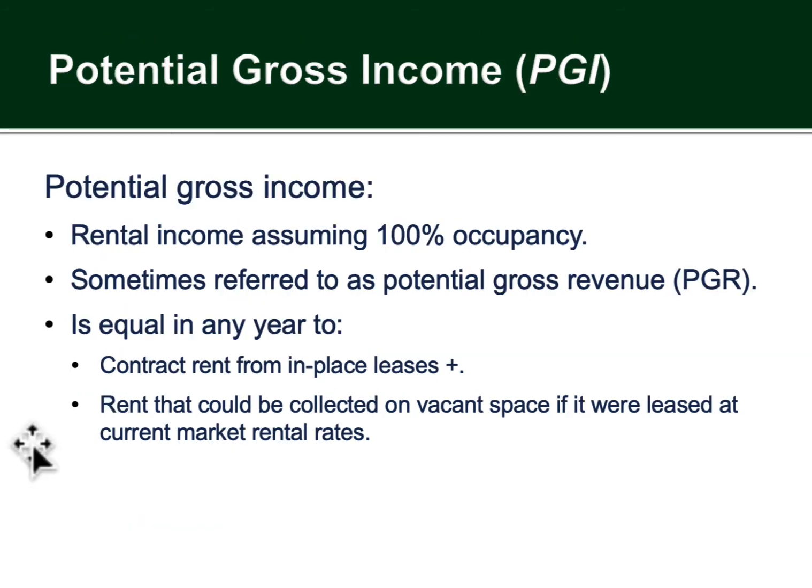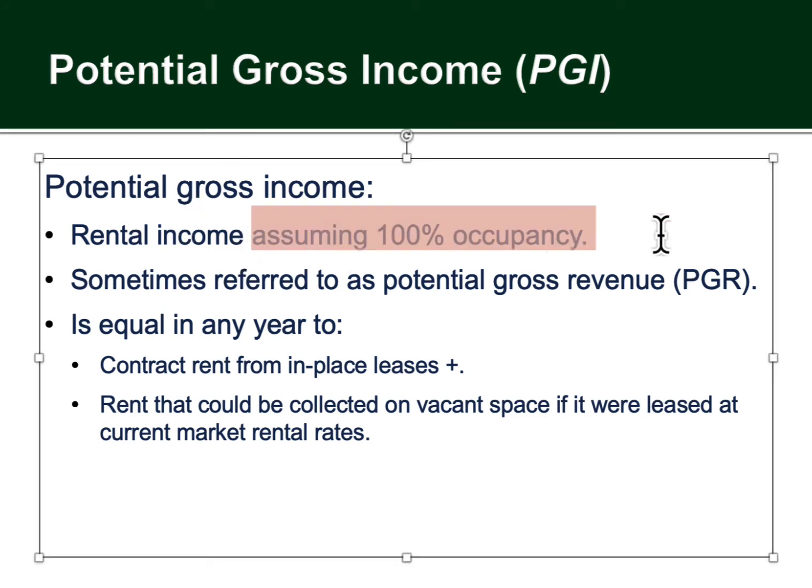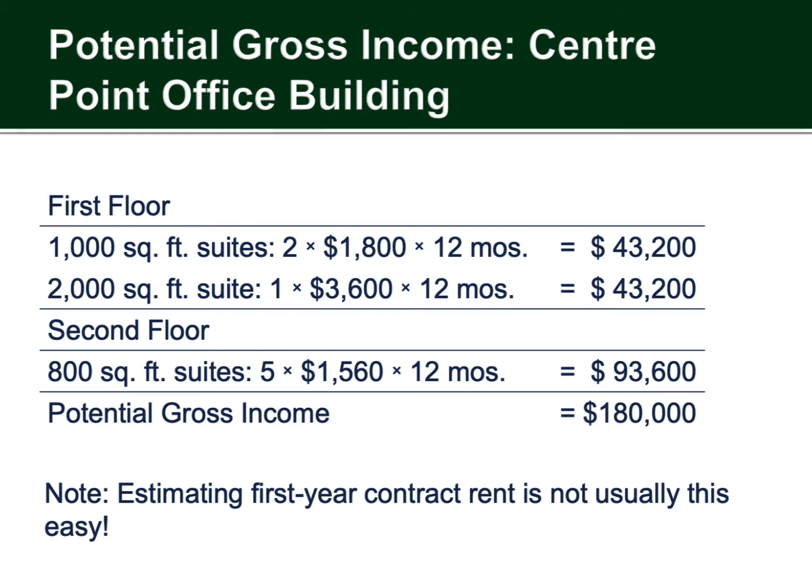Regardless of whether we use contract or market rents, our potential gross income, that first line item in calculating NOI, is going to be a rental amount assuming that this office building is fully rented 100% of the time. And for this property, it's fully rented with lease terms already in place for each of the office suites. So we're going to use the contract rents to calculate potential gross income. And in doing that, we just sum up the monthly rents from each office suite.